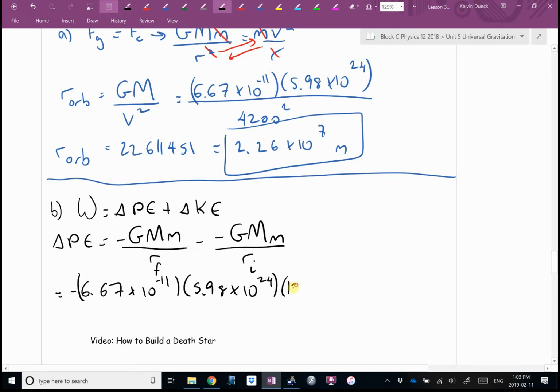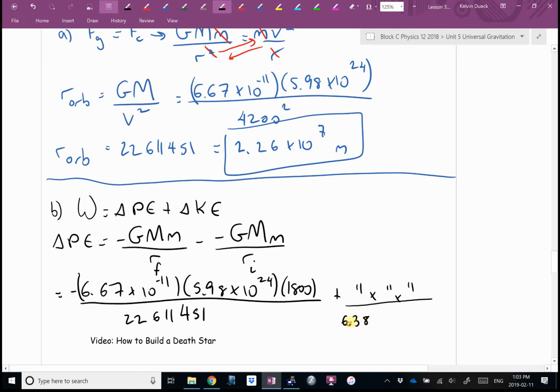1,800 divided by R final. 2261145. I don't need to add the radius of the Earth to that because it is an orbit. I'm going to use my answer button. And then I have a plus, same thing times same thing times same thing divided by my initial radius, I think, is the surface of the Earth. 6.38 times 10 to the 6th.